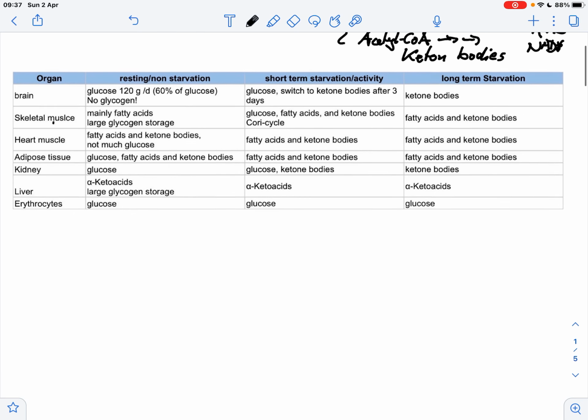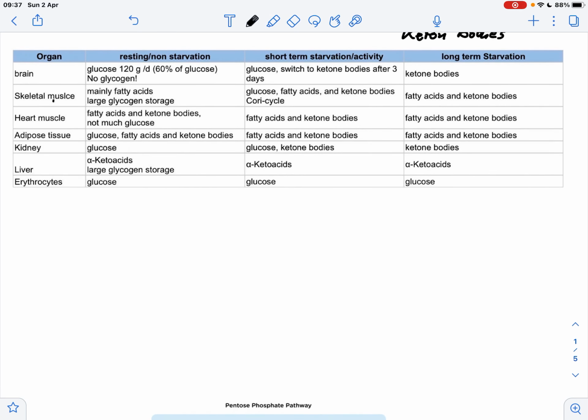Now if we look at the fuel demands of different organs, we find that for example, when cells have got enough glucose, so we are in the resting state, there's no starvation, the brain usually uses lots and lots of glucose. It's the largest glucose utilizer of the body. 60% of all the glucose that we eat will go to the brain. The brain doesn't have any glycogen stores.